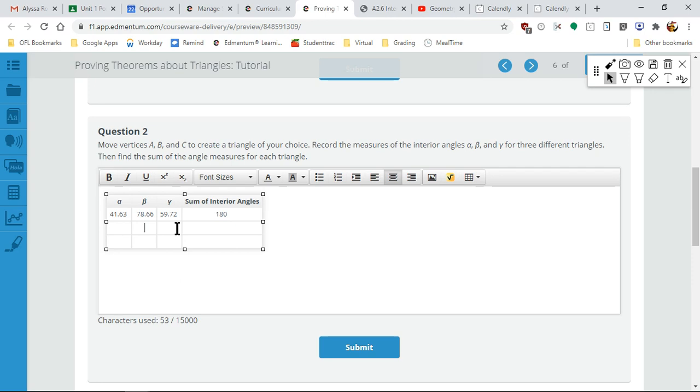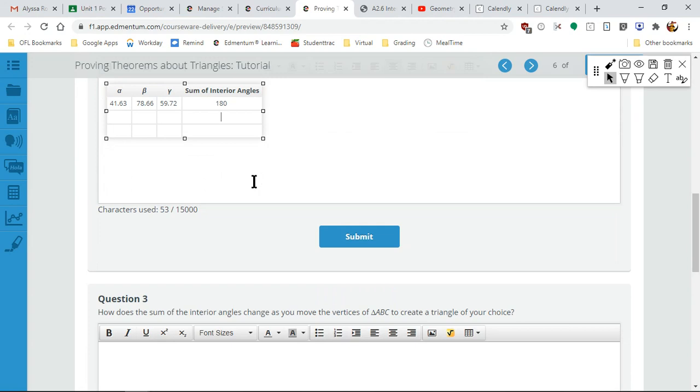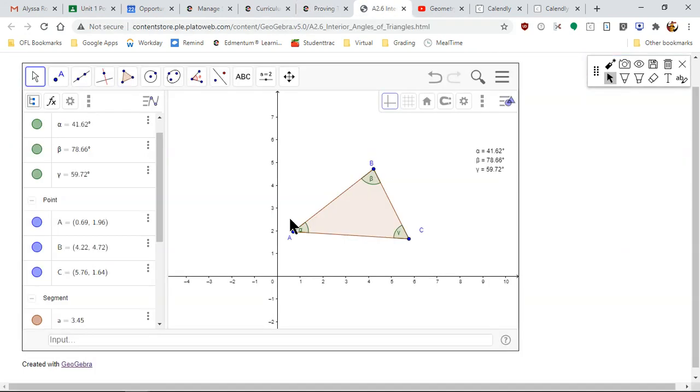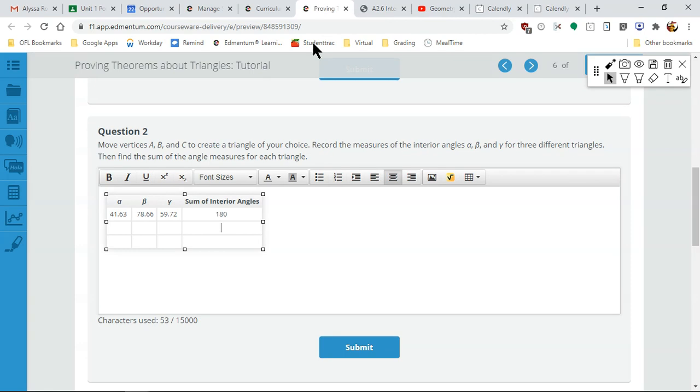You can just do this on your own. If you need help moving with GeoGebra again, just let me know. Send me a text or email me. It's on the Google Classroom. But that's all we're going to do for this, just move these around and record our angles. Did anyone want me to do more examples, or do you think you have this down? All right. Cool. All right.